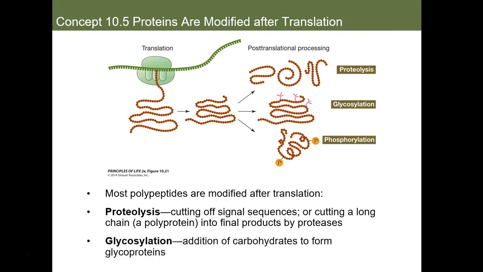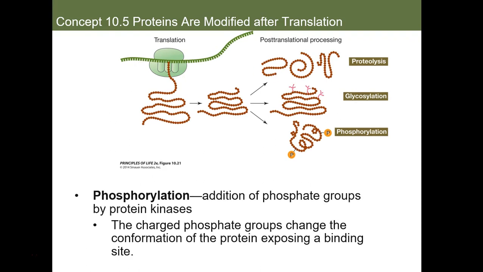Most polypeptides are modified after translation. Proteolysis is the cutting off of signal sequences, or cutting a long chain into smaller polyprotein chains. Glycosylation is the addition of carbohydrates to form glycoproteins. Phosphorylation is the addition of phosphate groups by protein kinases. Charged phosphate groups change the structure of the protein to expose binding sites.